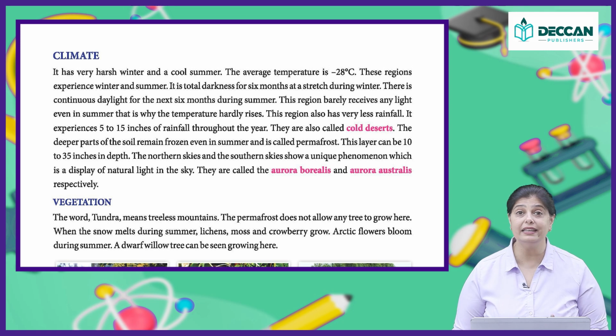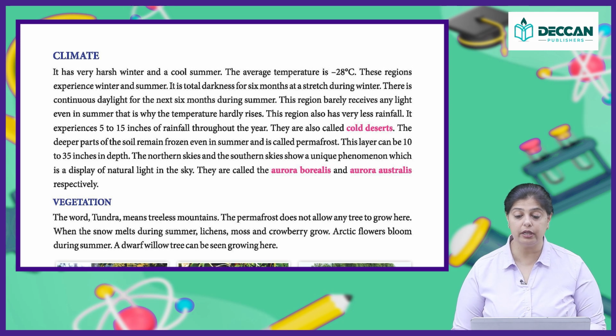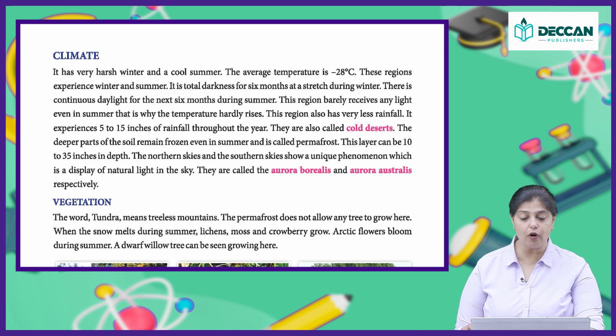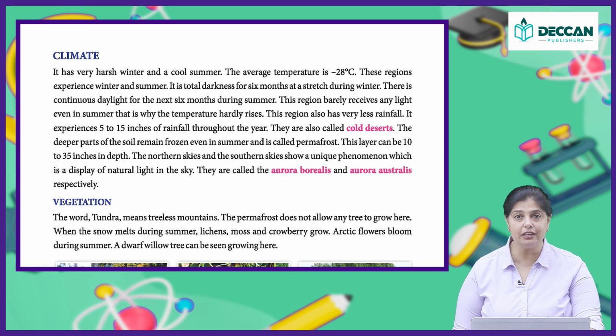This region also has very less rainfall. It experiences 5 to 15 inches of rainfall throughout the year. So the rainfall is also less. Then they are also known as the cold deserts. The deeper parts of the soil remain frozen even in summer and is called permafrost. This layer can be 10 to 35 inches in depth. So this region has very less rainfall, 5 to 15 inches of rain throughout the year, and that is why they are also known as the cold deserts.